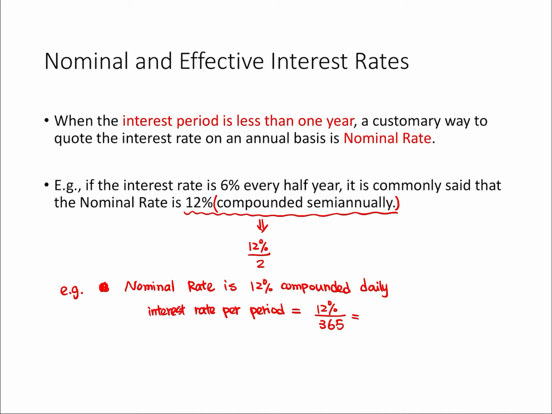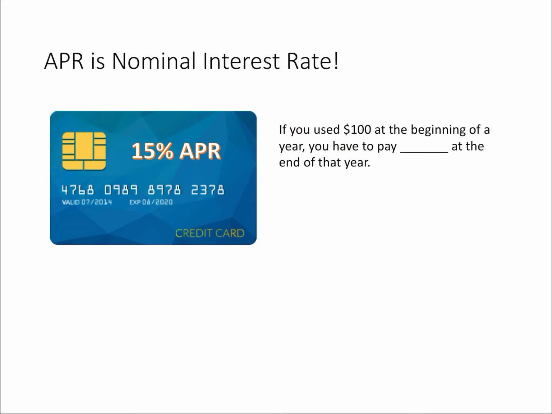And now you can do the calculation. So 12% divided by 365. So actually your interest rate per period is 0.03% per day. Okay, now let's just memorize this, okay?